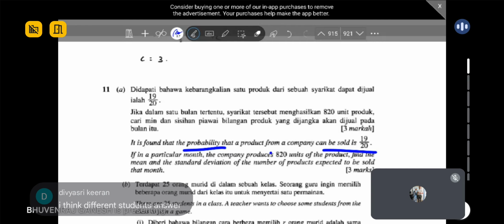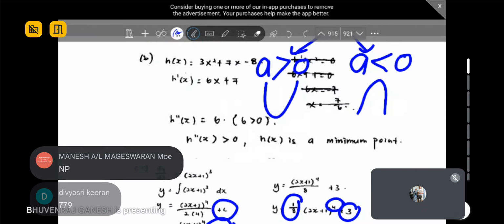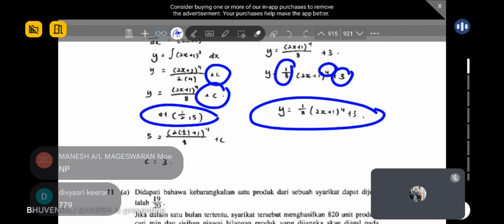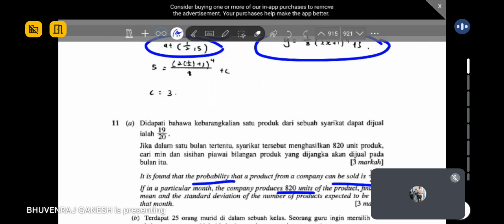It's a different student answer, not the same one. So they say they want to produce 820 units. So guys, what is the formula for mean? Or you can give the final answer. What is your mean answer? You just take n times p, so you will get 779. Correct. So you take 820 times 19/20. This is your p, this is your n.